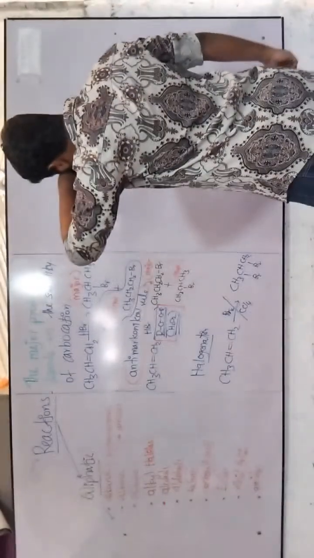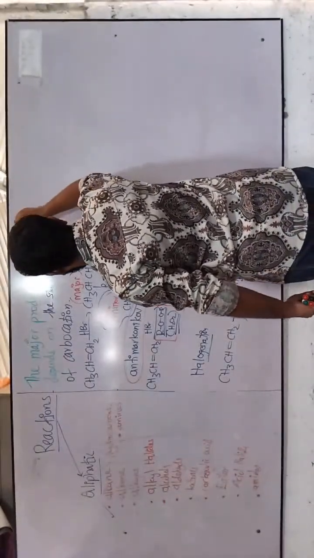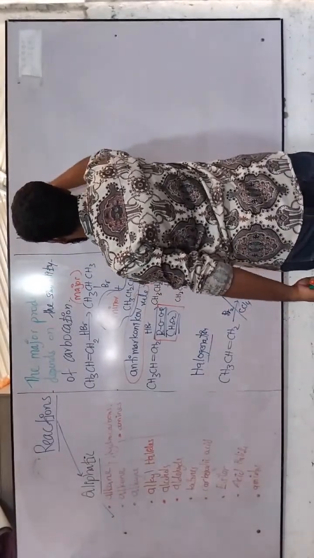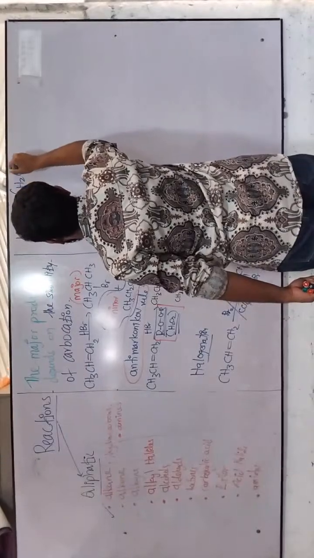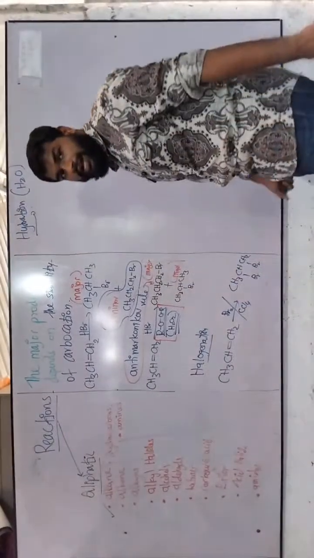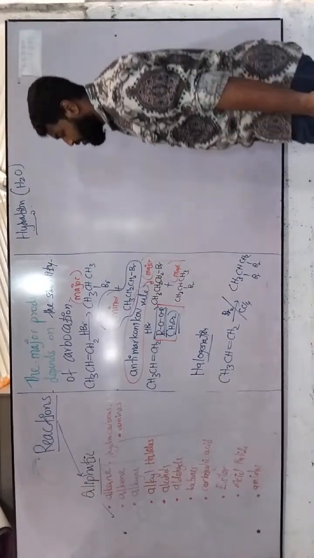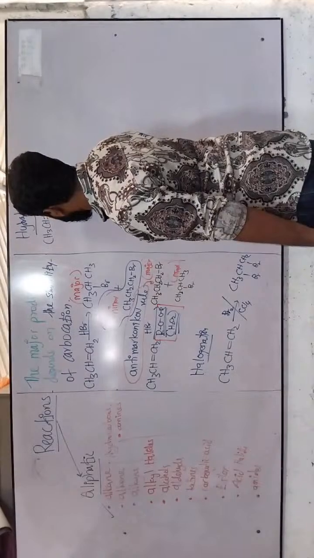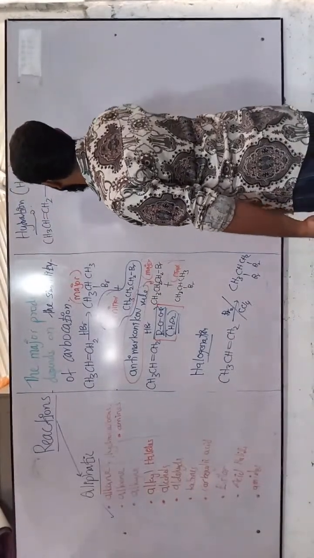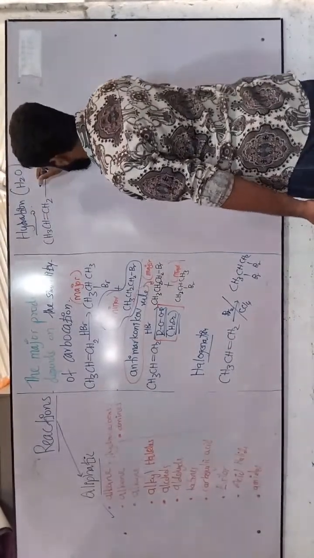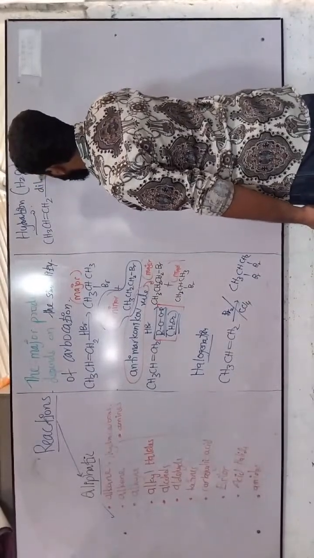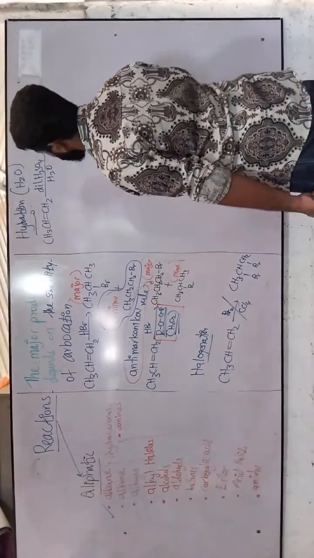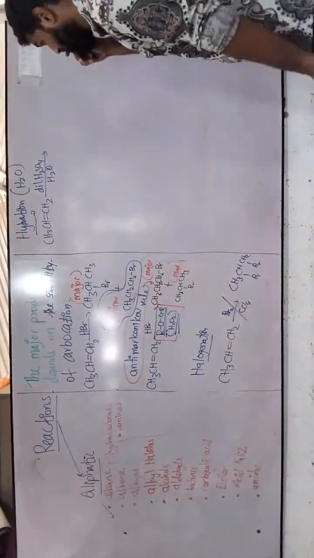Now halogenation is over. Now we have to do hydration. Hydration means you are adding water to an alkene. For this, you took this alkene and put dilute H2SO4 and H2O.